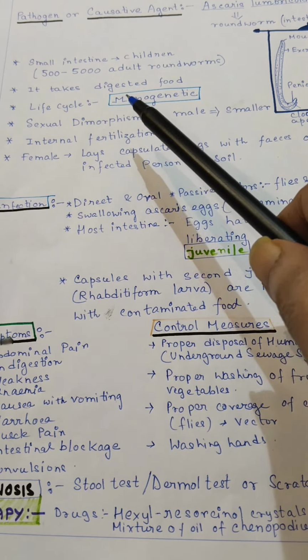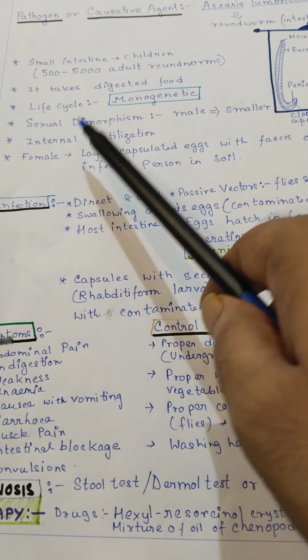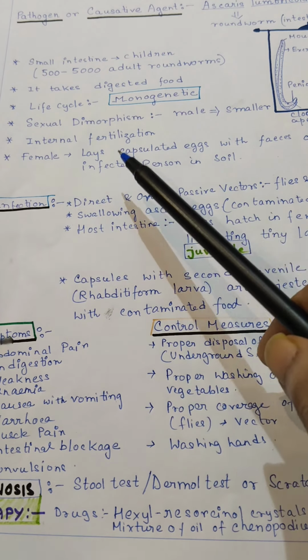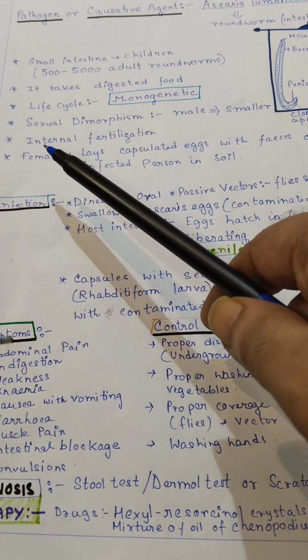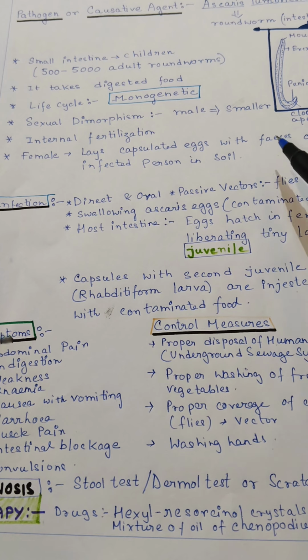Sexual dimorphism: male is smaller. It shows internal fertilization. Female lays capsulated eggs with feces of the infected person in soil. So female, they produce capsulated eggs and are found in the stools or feces of the infected person.